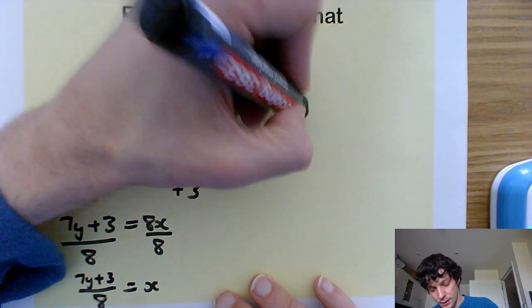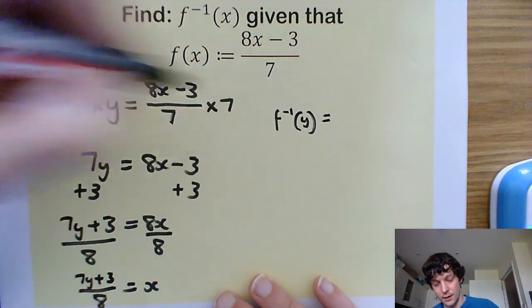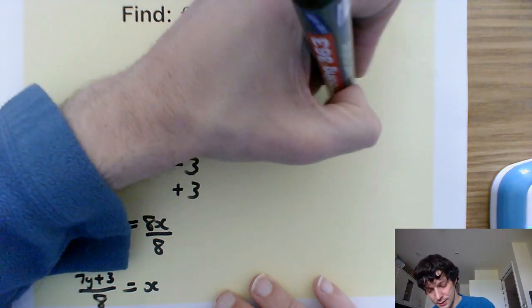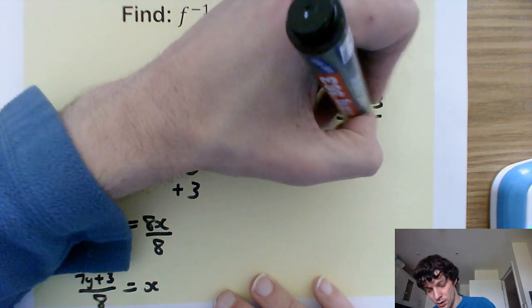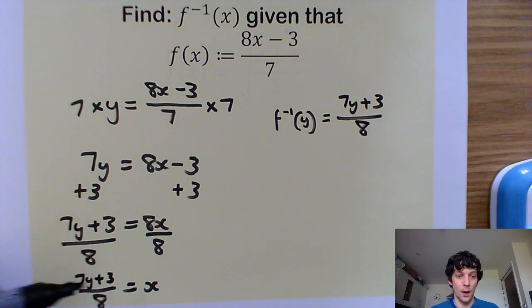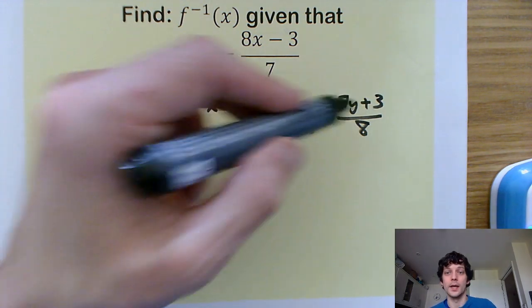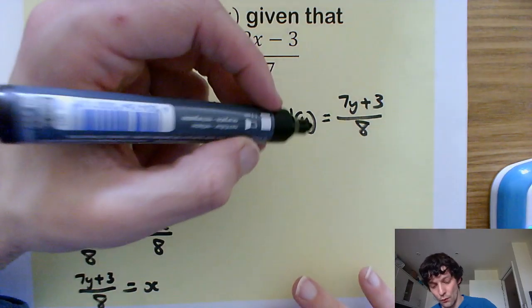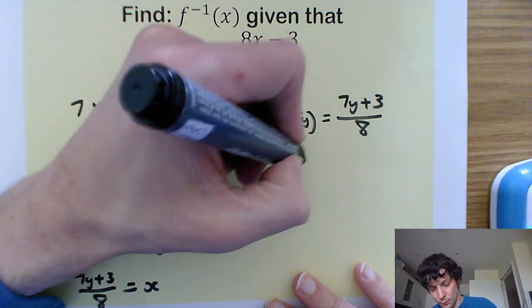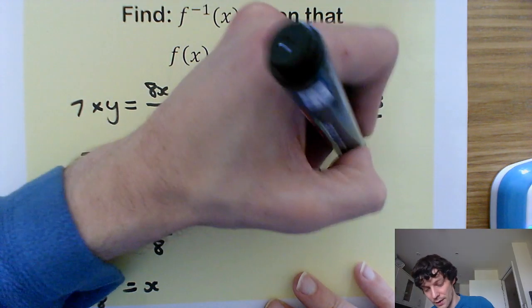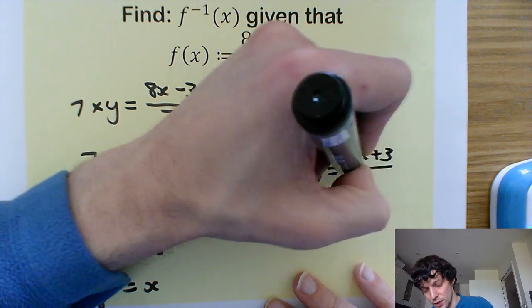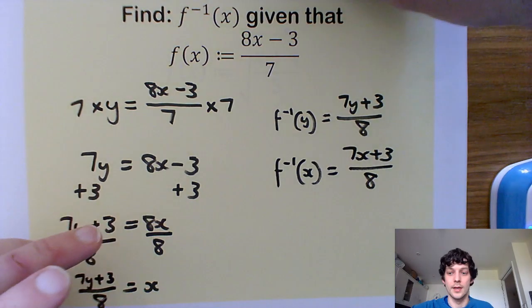So f inverse of y would be 7y plus 3 over 8. So how would I get x from y? I'd do 7y plus 3 over 8. But of course we said we generally give that in terms of x, so f inverse of x is 7x plus 3 over 8.